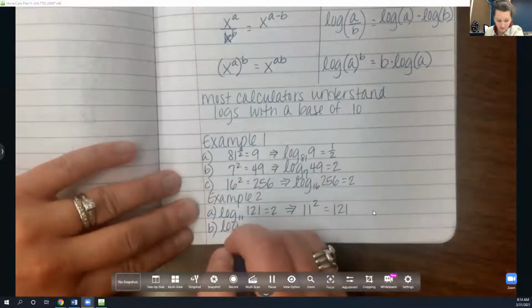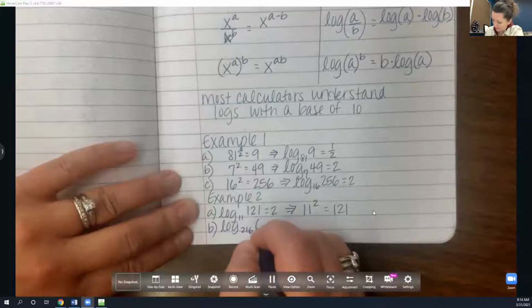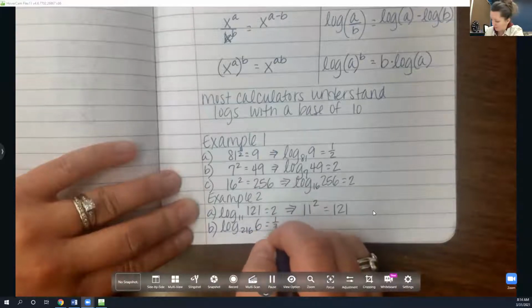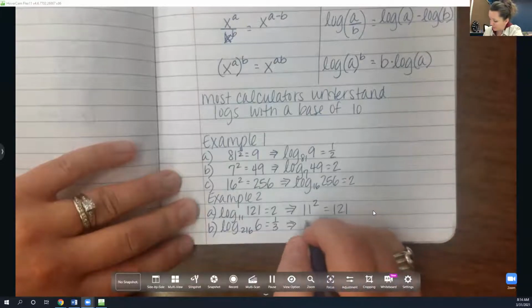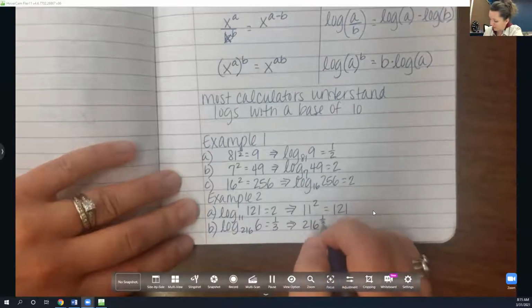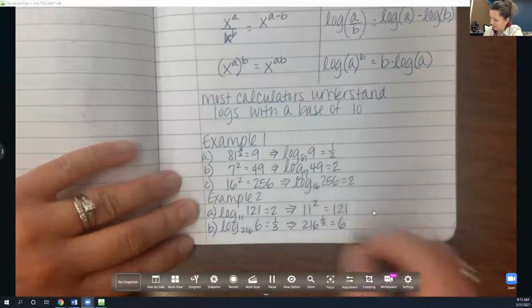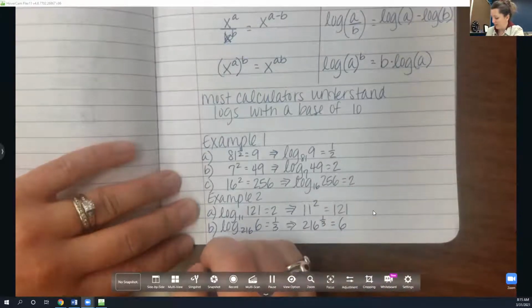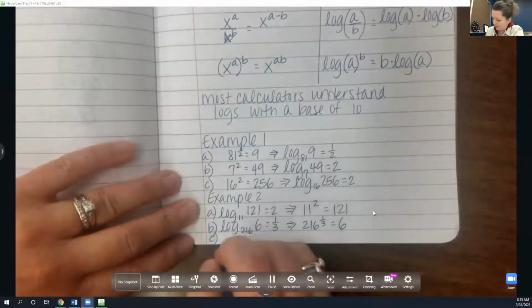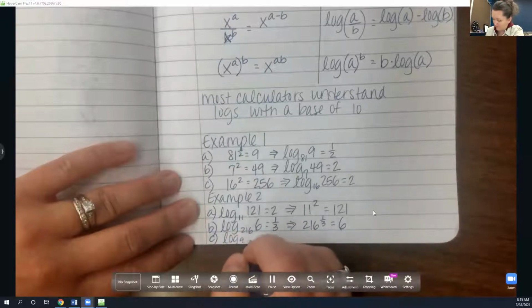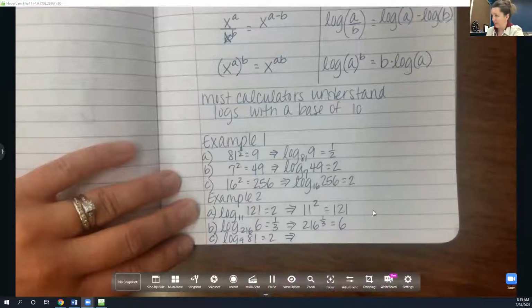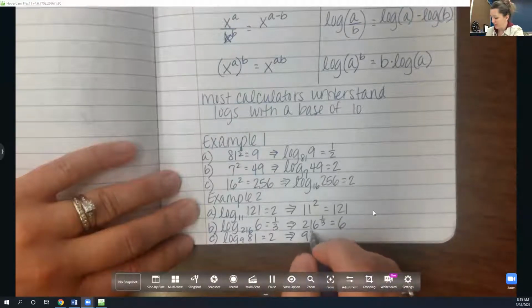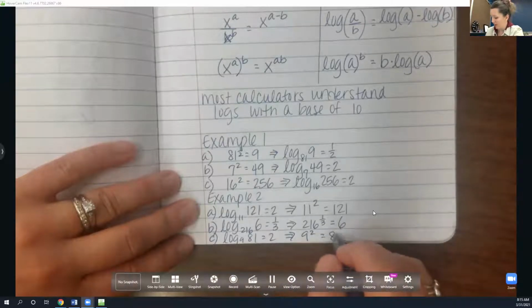Next one, log base 216 of 6 equals 1/3. Rewritten as an exponent, 216 to the 1/3 power equals 6. Last one, C, I'm running out of room. Log base 9 of 81 equals 2. Rewritten as an exponent, 9 squared equals 81.